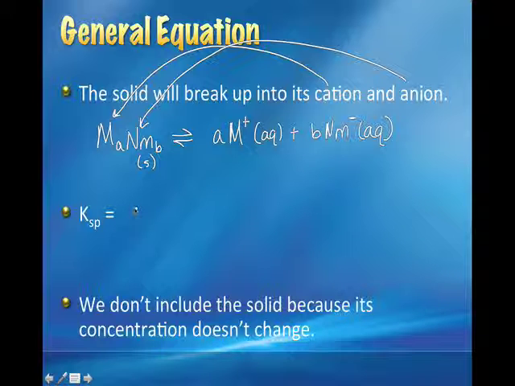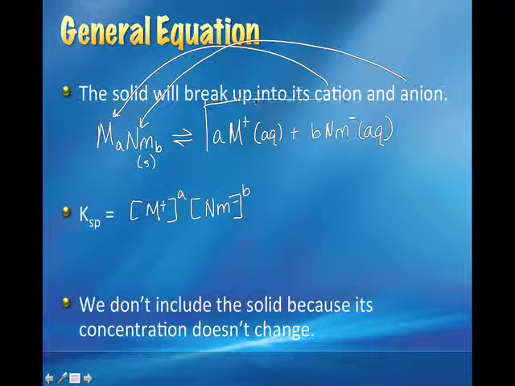The Ksp expression is going to be the products over the reactants. But in this case, it's going to be the products raised to the A power, and then the nonmetals raised to their power. Just like we did before, if there's a coefficient, that's what the power is here. And we don't include the reactants in this. Because the reactant is a solid and solids are said not to have a concentration, solids are not going to be included when we do these Ksps.